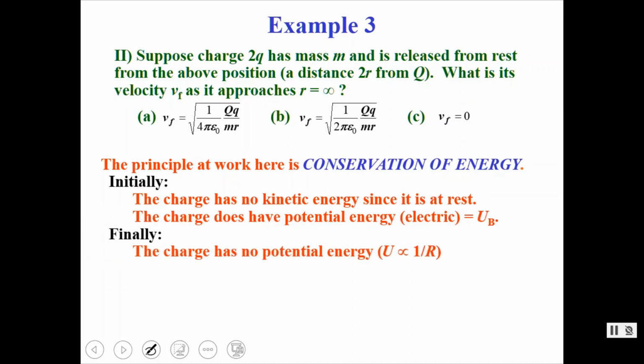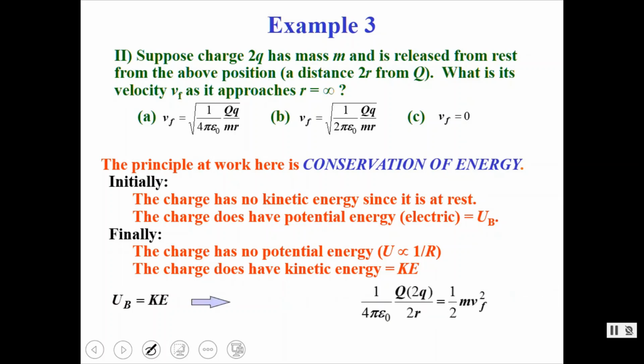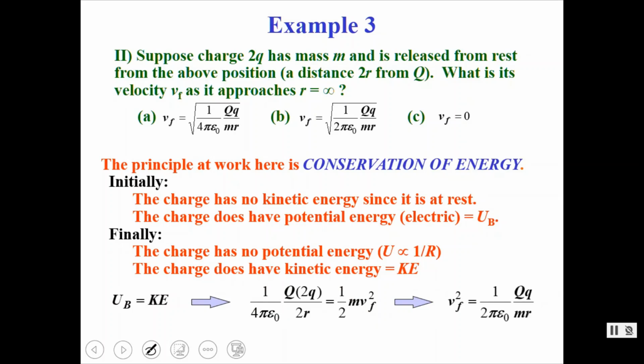And then at the end, we are going to assume that the charge has no potential energy because it's going to be infinitely far away. So there's going to be no potential energy, but you're going to have kinetic energy. So your kinetic energy and your potential energy from the start and end are going to be equal. And then sub in for your formulas and solve. And you're going to end up with Vf equals the square root of 1 over 2 pi e naught times Qq over m times r. There you go.